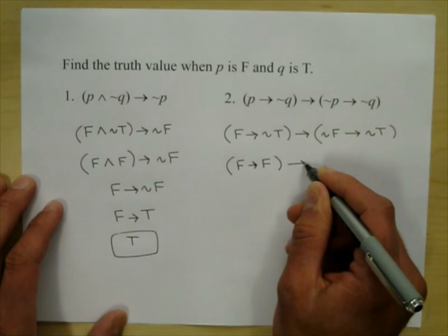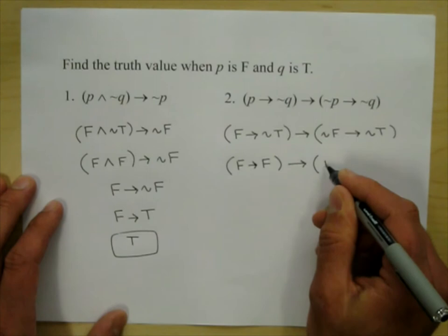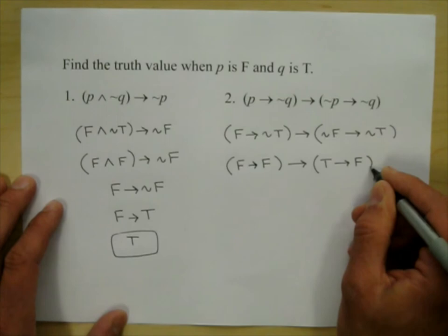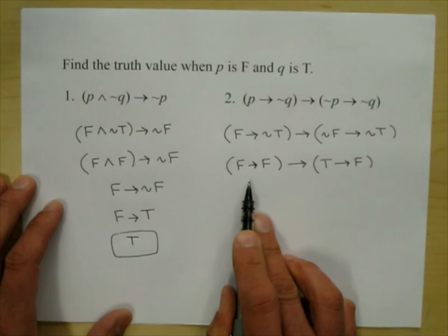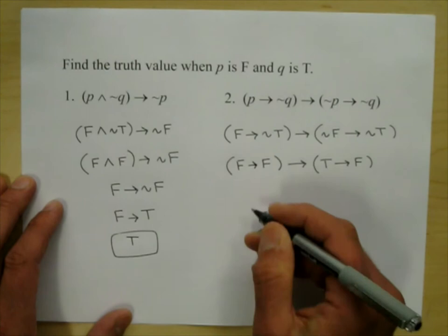And over here, we're going to analyze the negations. So not false is true, and then we have not true is false. Okay, now we're working on the parentheses. So the hypothesis of this big statement here is if false, then false. So if false, then false is true.